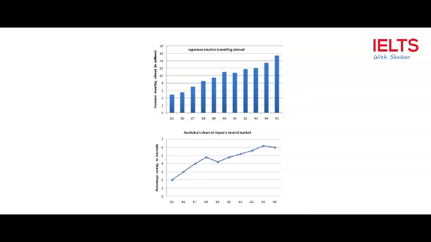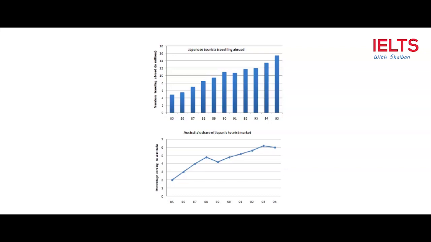To make a revision, as you can see here in front of you, we have 2 tables and 2 figures. One of them shows Japanese tourists traveling abroad and Australia's share of Japan's tourist market. Here we have 2 types of graphs. We can use the language of comparisons to talk about the Japanese tourists traveling abroad, and we have these from 1985 till 95, that means a decade. And you can see all the bar charts here, they represent some time or some kind of change.